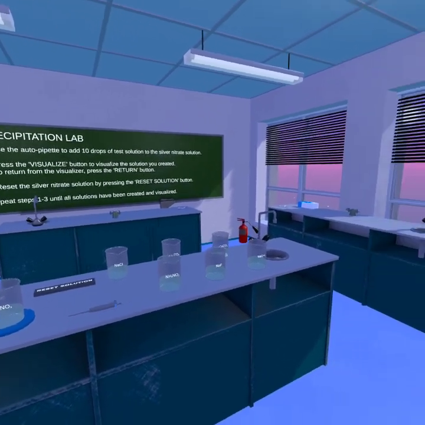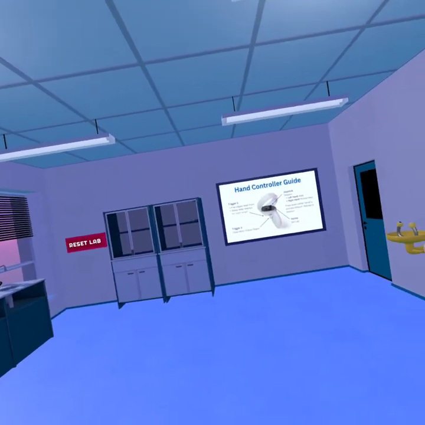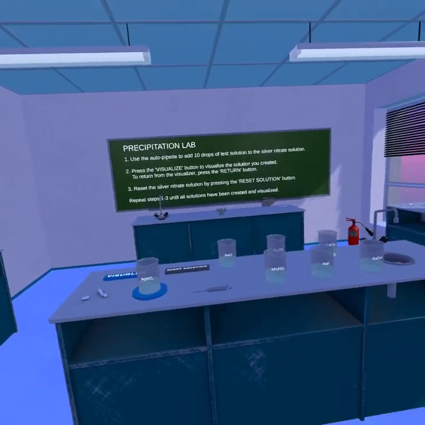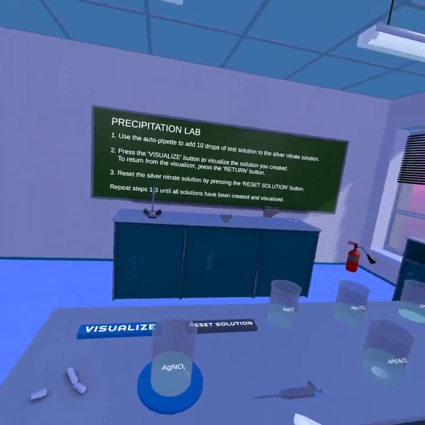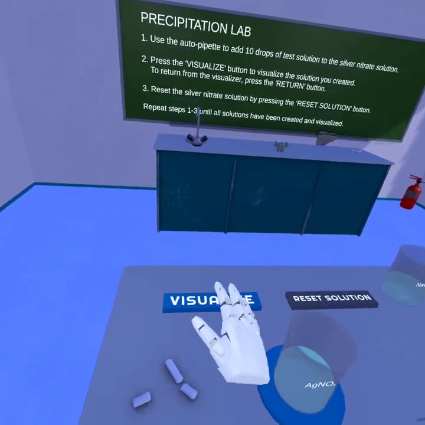So, just like any of these labs, if you want to fully reset the lab, we have a reset button here, and if you have questions about controls, we'll have the hand controller guide as well. So, let's begin. We have our solution of silver nitrate. So what does silver nitrate really look like when it's in a beaker of water?